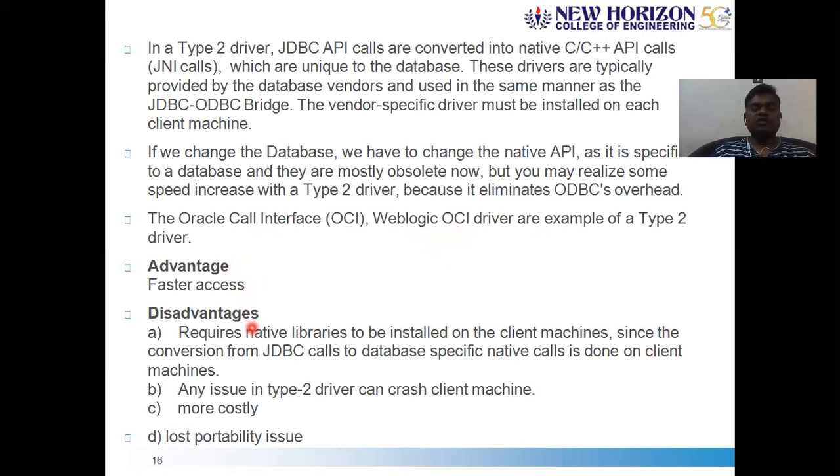Disadvantages: it requires the native library to be installed on each client machine. For example, the OCI library needs to be installed in order to access the Oracle database from a Java program. And any issue in the type 2 driver can crash the client function. This is the biggest risk we have in the case of a type 2 driver. And it will be a bit costlier compared to type 1.